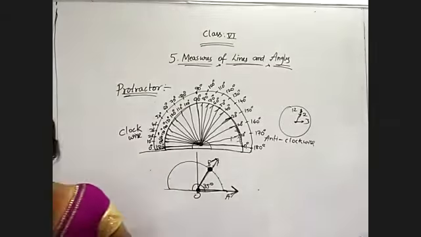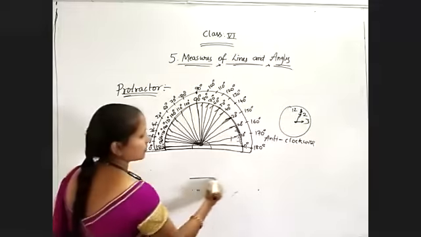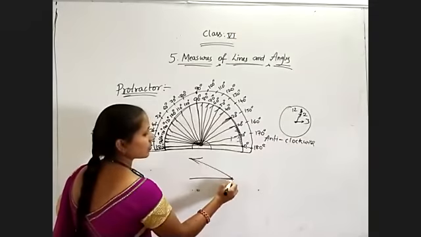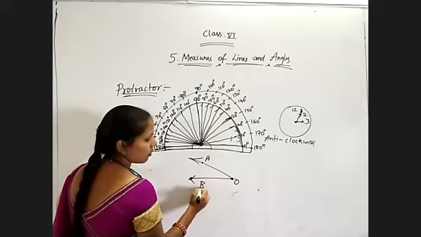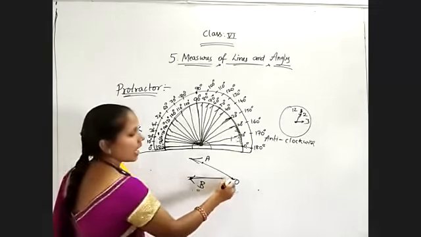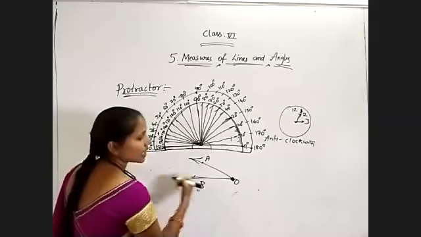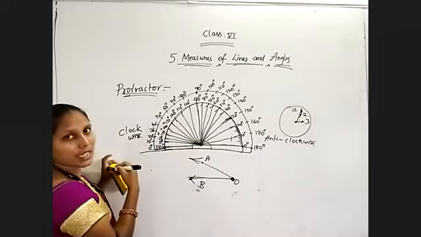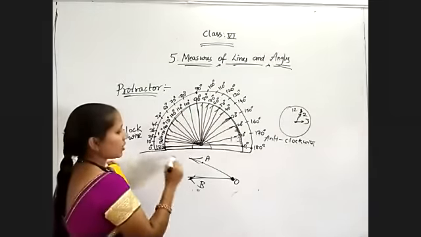If we are getting the angle on the left side, like this, O, A, B. Now the base arm is OB. I'm taking OB as the base arm and I have to set the protractor at O. But now OB is spreading to the left side. I must count the upper values. Upper values I must check.